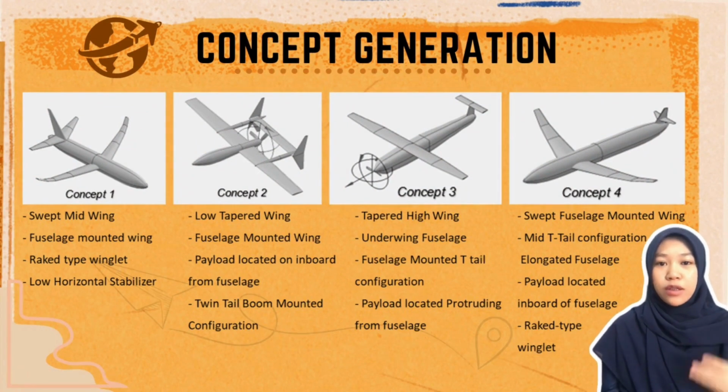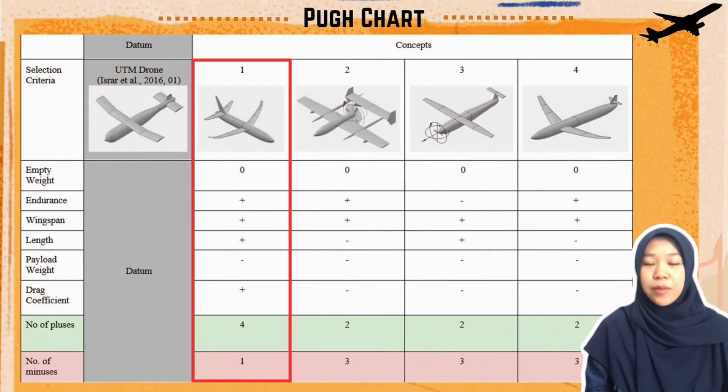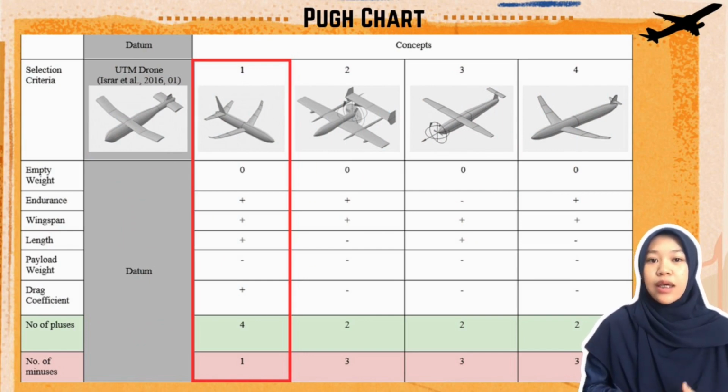So we proceed with the concept generation to determine the airfoil size, shape and position of each part based on the design requirements and estimated wing area. So here are our 4 concepts that we have considered and their characteristics. This process was aided by a bar chart in order to determine the best concept for the desired airfoil. We have set UTM drone as our datum, as it is also studied on the UAV for cloud seeding.